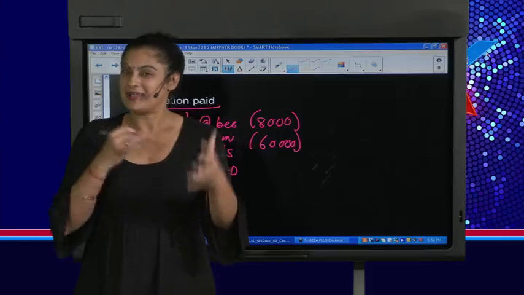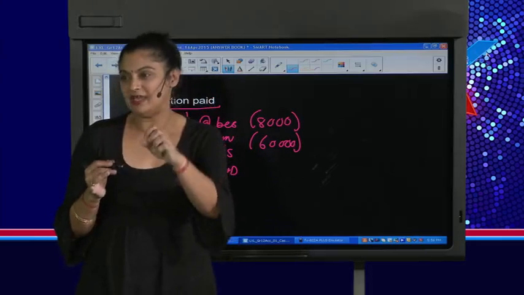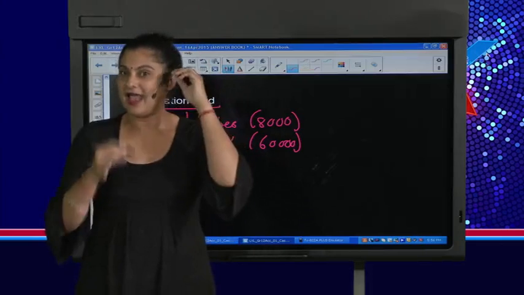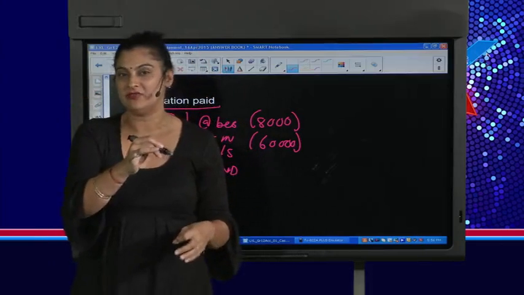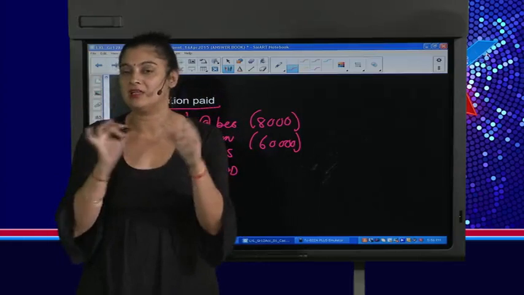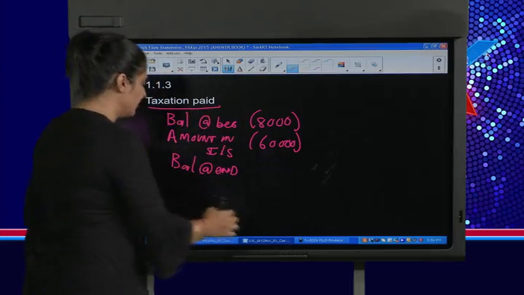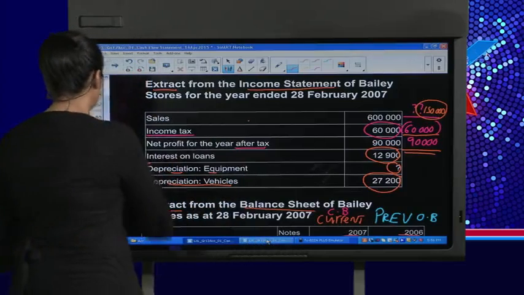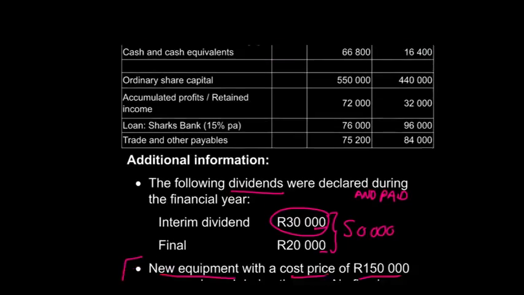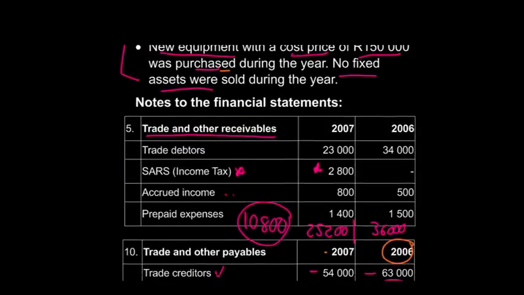It's not as though the receiver wants to pay you. It happens because you overpaid the receiver during the year. As a result of you overpaying the receiver, they now owe you money. In other words, the receiver becomes a debtor, not a creditor. So if we go to our information, that's exactly what has happened in this exercise. If we go to trade and other receivable, SARS income tax, there we go. Falling under trade and other receivable, the receiver is owing the business 2,800 Rand.